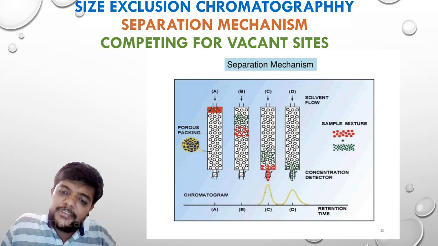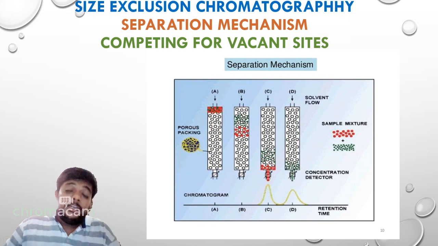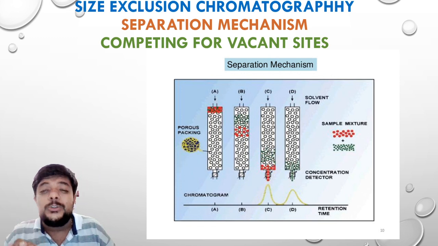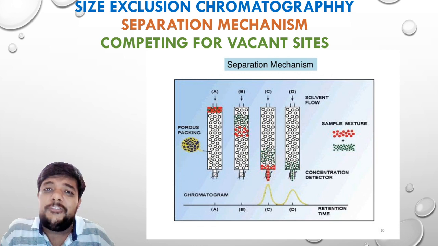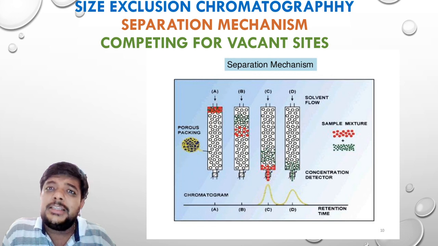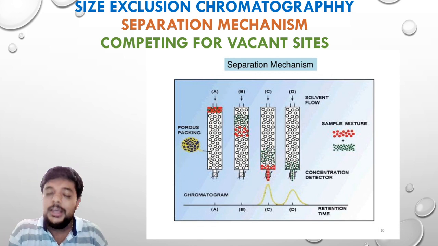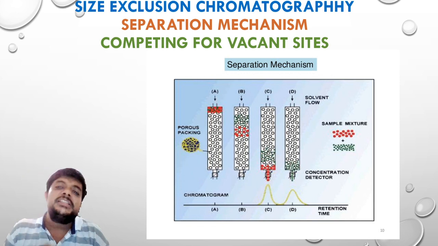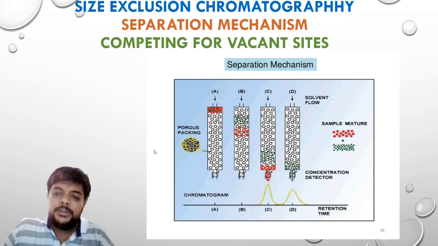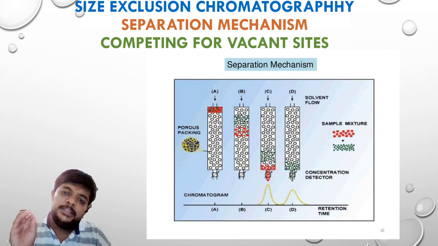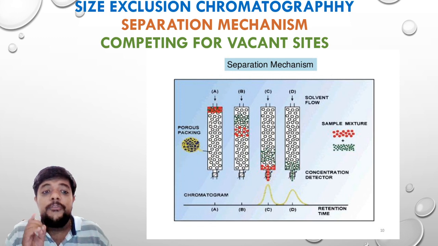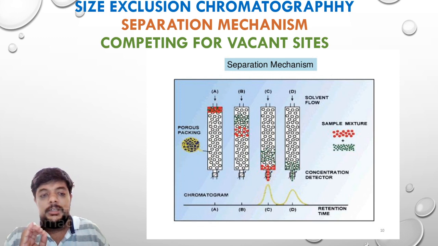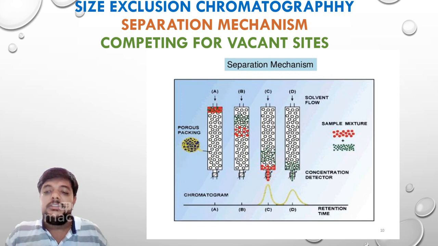With the passage of mobile phase, the green color molecules are trapped inside, but the red color molecules come out first. It means the larger size particles are excluded first. Sometimes they come out with a multiple choice question that in size exclusion chromatography, if the size of A component is larger than B component, which will be excluded first? A will be excluded first. So this particular picture taken from Google helps us in determining the exact separation mechanism when we are competing for the vacant sites. So be very clear when we are just discussing this particular slide.